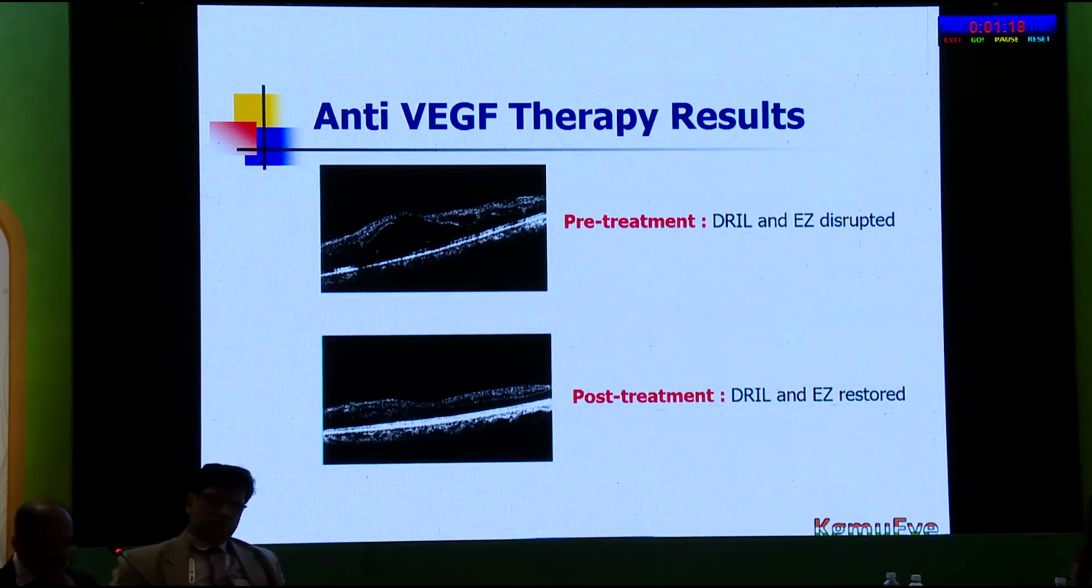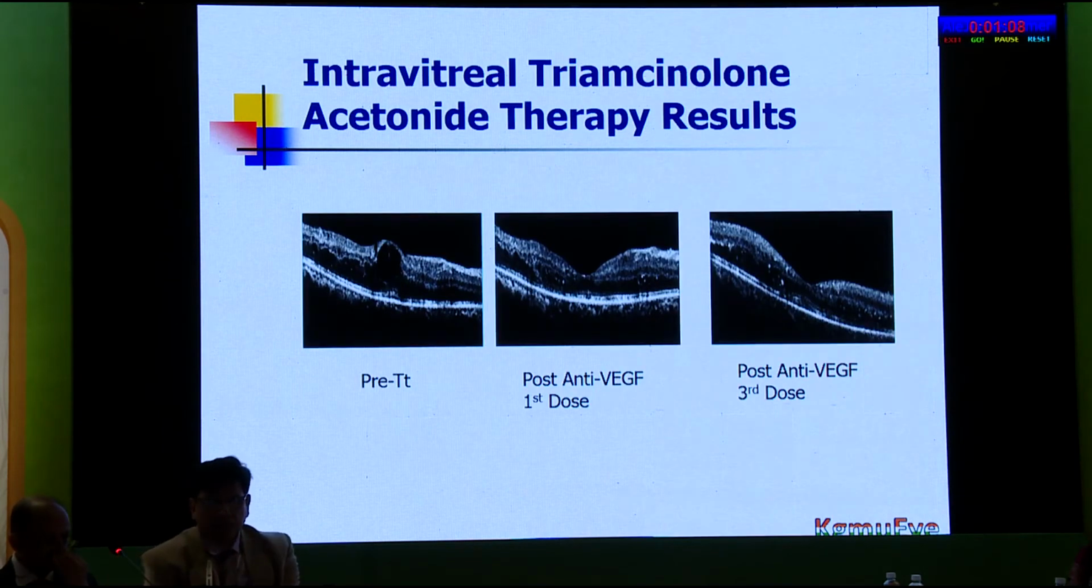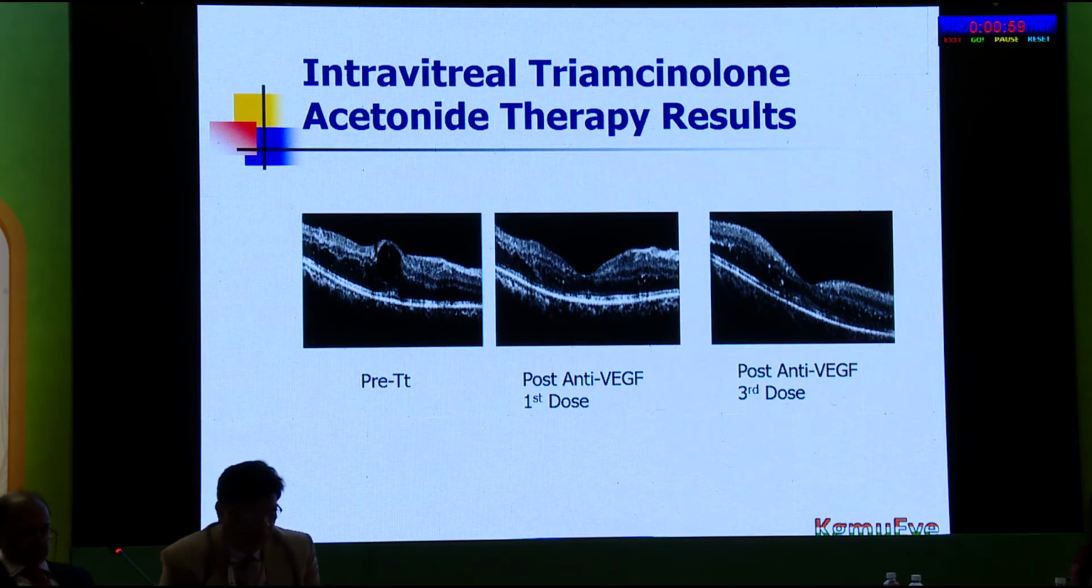These pictures show the result after anti-VEGF therapy. Pre-treatment, there is disruption of DRIL and EZ, and the same patient showed restoration of DRIL and EZ. This picture shows the triamcinolone acetonide therapy result. Pre-treatment, we can see that after the third dose of triamcinolone, the macular thickness is decreased.